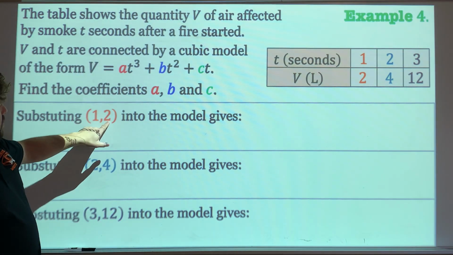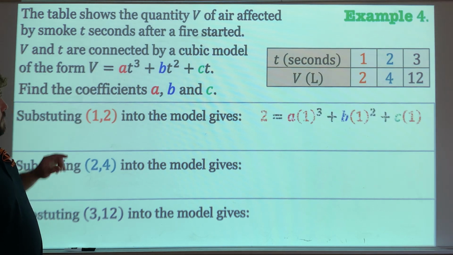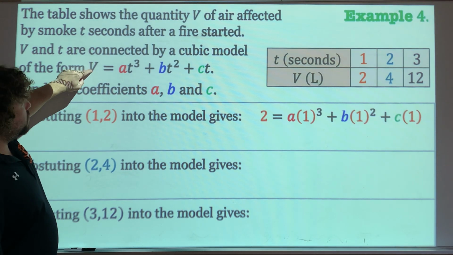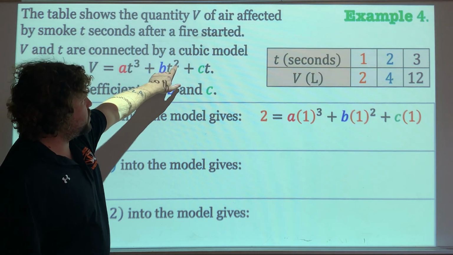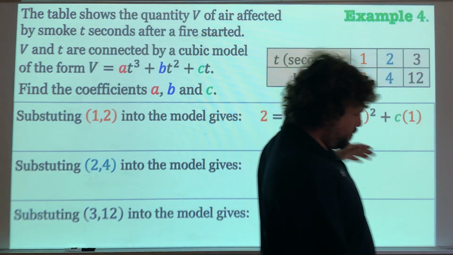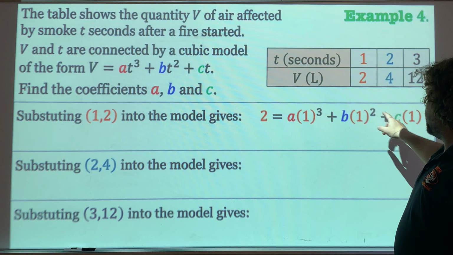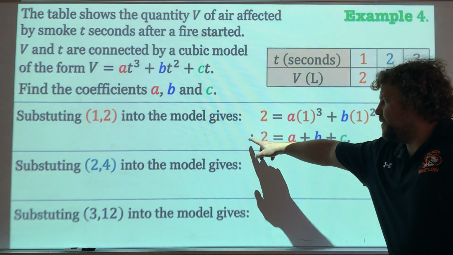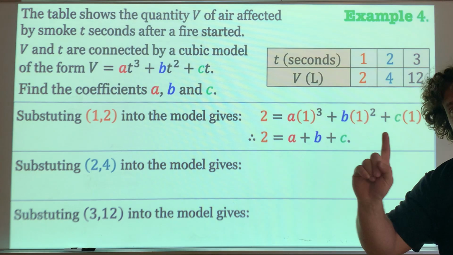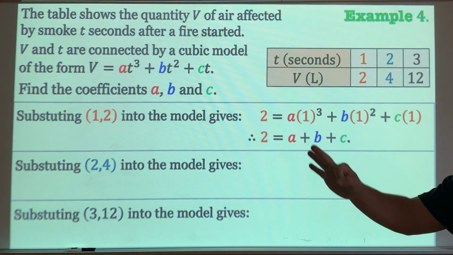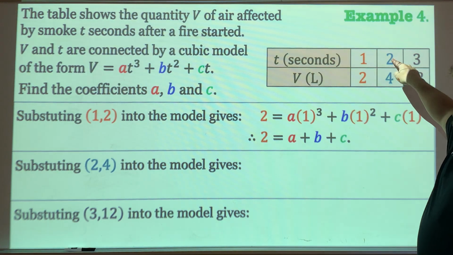So when I plug in 1, 2 here, I plug in 1 for T, and 2 for V. So 2, my V, equals A times 1 cubed plus B times 1 squared plus C times 1. Now you're going to solve. 1 cubed is 1, 1 squared is 1, and 1 is 1. So therefore, 2 equals A plus B plus C. That is my first equation. Okay, we need 3 of these. So why don't you guys try to find the one for 2, 4.